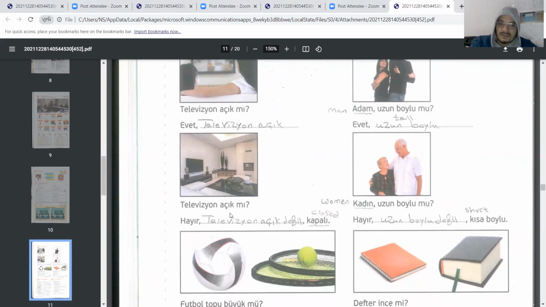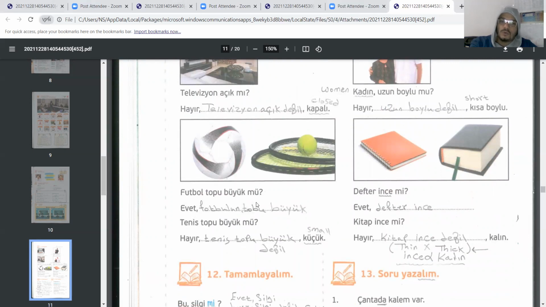Televizyon açık mı? Hayır, televizyon açık değil. It is not open. Here değil means not. Kadın uzun boylu mu? Hayır, uzun boylu değil. Değil means he or she is not tall. Kısa boylu, short.